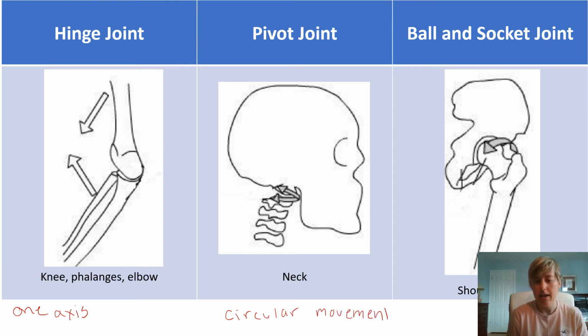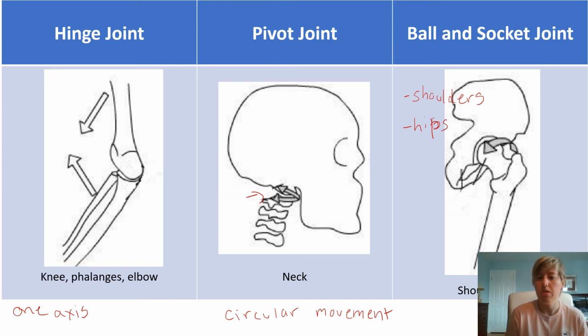And a key example of our pivot joint would be at your neck. So I can turn in a circle. Your last example of a freely movable joint would be a ball and socket joint. And here we see ball and socket joints at shoulders and hips.